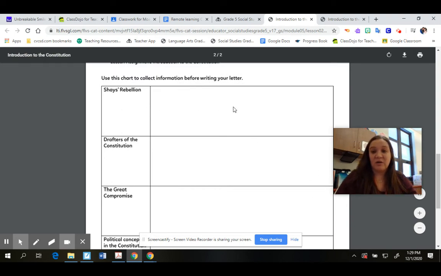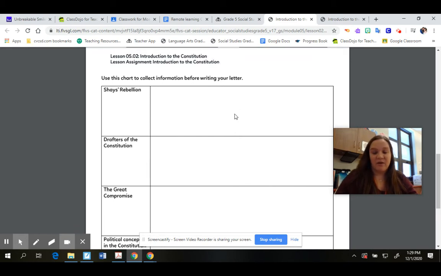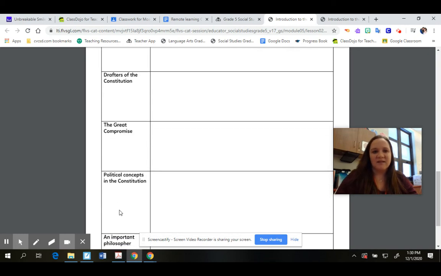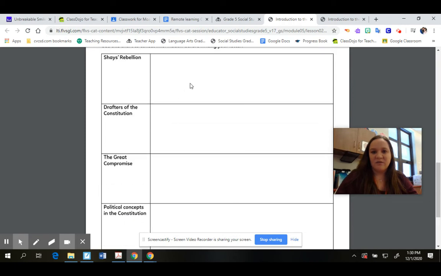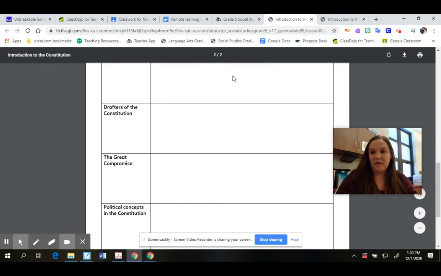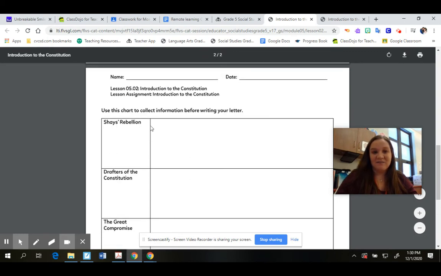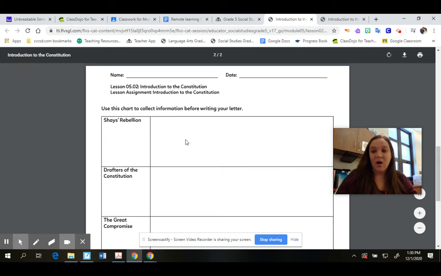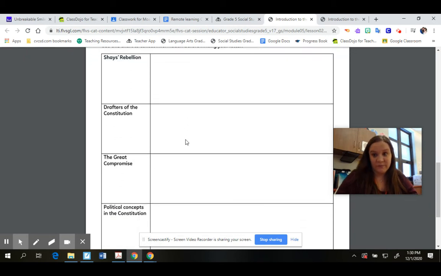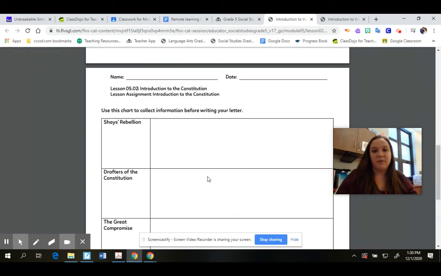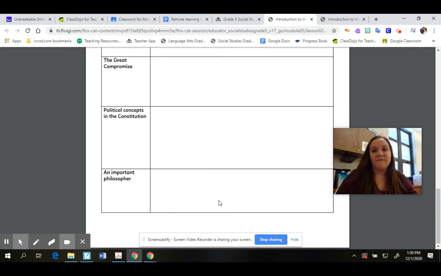If you have a printer, you can easily print it out if you want to and write on it. If not, you don't have that access, then just take your interactive notebook or a piece of paper and write these 5 things down. Give yourself some space, and as you go through your lesson again, you will be able to write your information down. These 5 sections are going to end up being your 5 paragraphs. So you have paragraph 1, paragraph 2, 3, 4, 5.